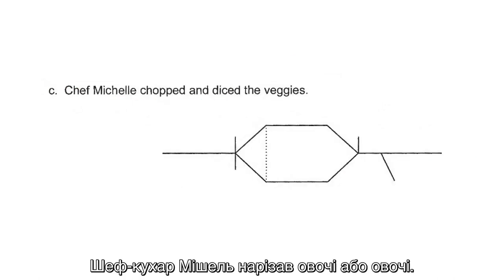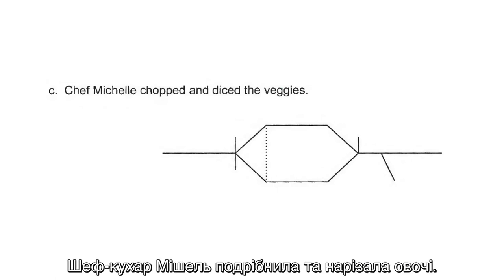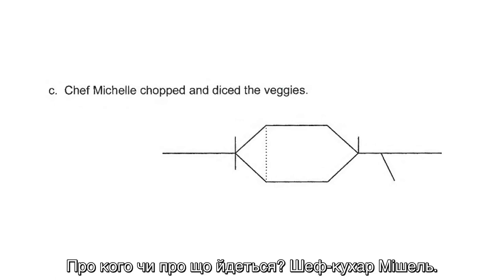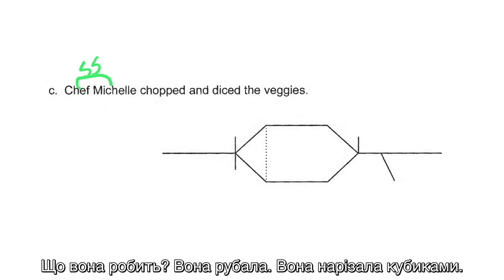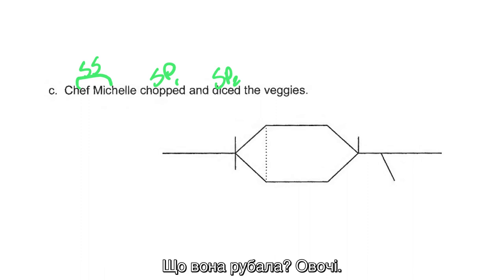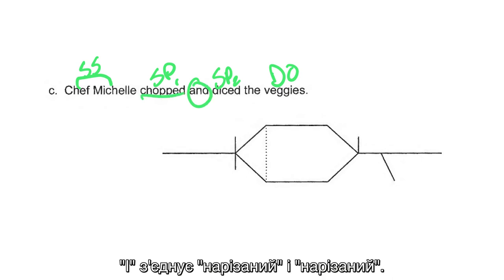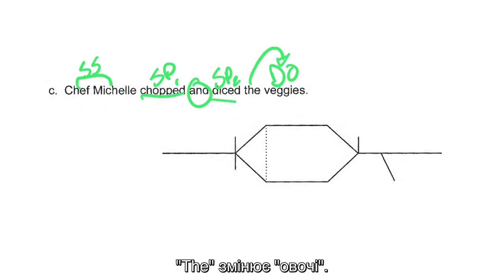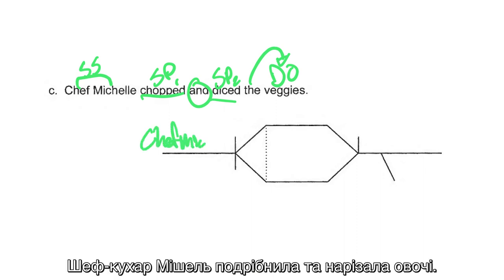Chef Michelle chopped and diced the veggies. Who or what is this about? Chef Michelle. What did she do? She chopped. She diced. What did she chop? Vegetables. What did she dice? Vegetables. And connects chopped and diced. The modifies vegetables.